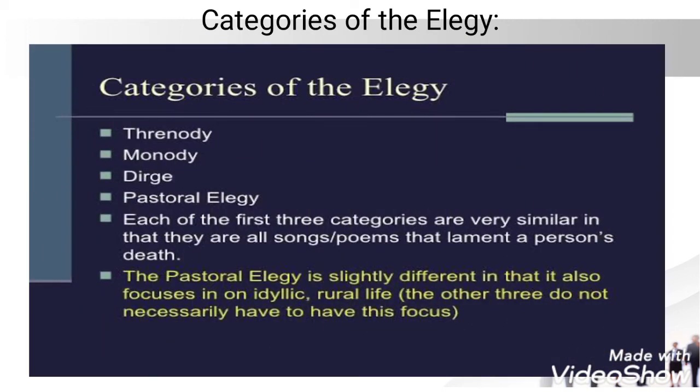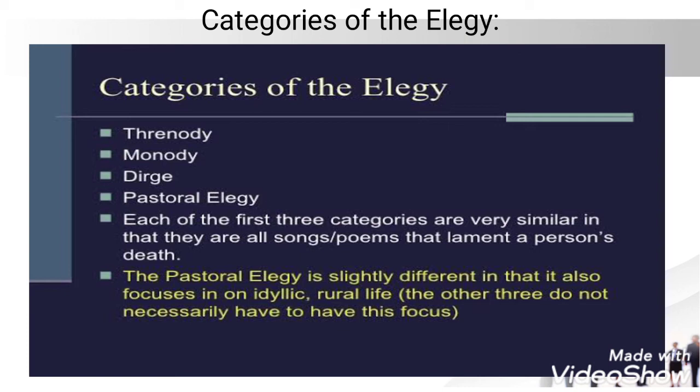So next, move to the next slide. Categorization, that is, categories of the elegy. As far as categories of elegy are concerned, you can see in the slides as well. These are four types, and first of all we shall take up the first three, that is threnody, monody and dirge. First of all, let's take up dirge.